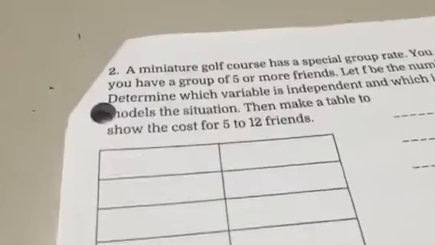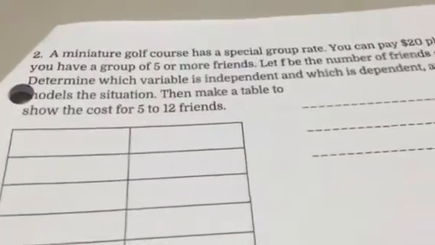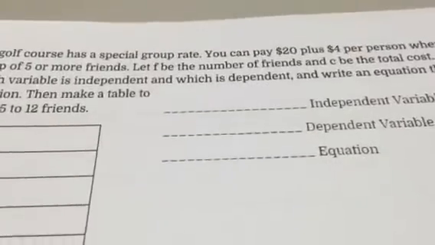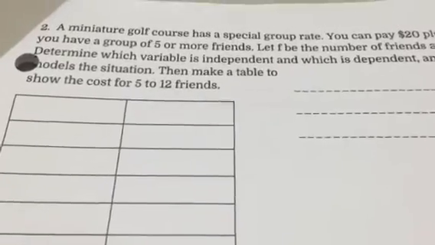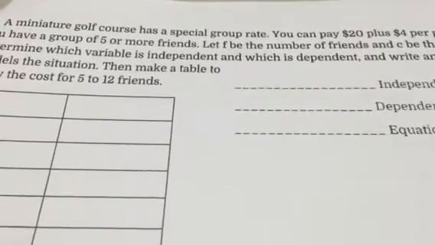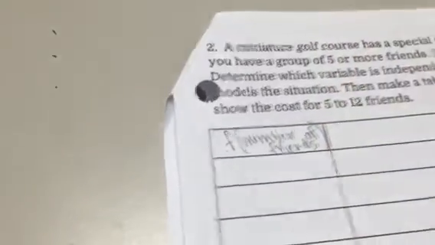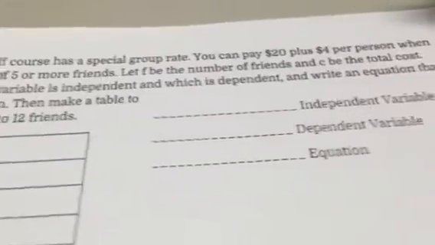All right, the last section of your homework is to answer the following questions by filling in a table, and then again, identify the variables. So number 2 says, a miniature golf course has a special group rate. You can pay $20 plus $4 per person when you have a group of 5 or more friends. Let F be the number of friends. So I'm going to put F is the number of friends. That'll be the first part of your table. Then they said C is going to be the cost.